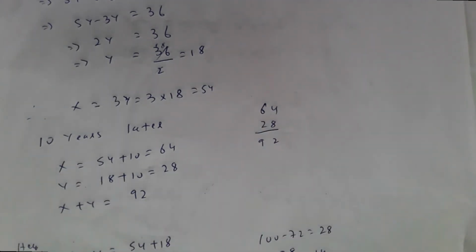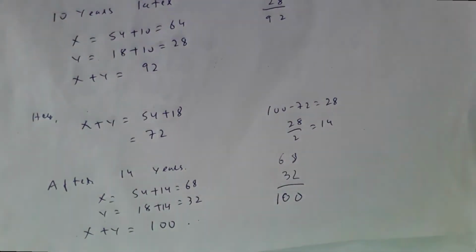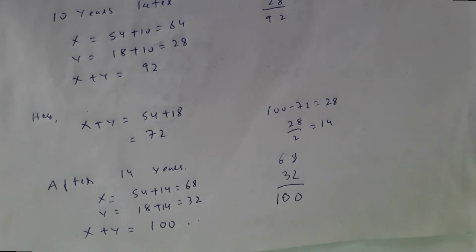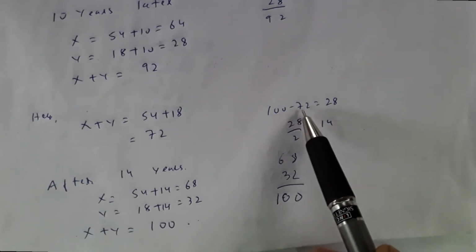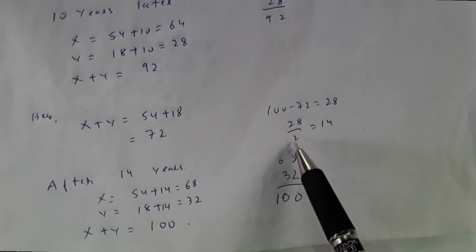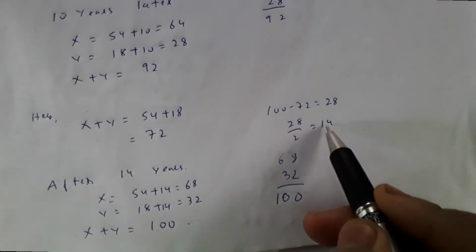We have done the first part of the question. Okay, the other part is how many years will it take for their sum to be 100? First of all, we add x plus y. 54 plus 18 is 72. So we have to find until 100. So 100 minus 72 equals 28, and then 28 has to be divided by 2. Why? Because there are two people, father and son. So divide 28 by 2, you get 14.